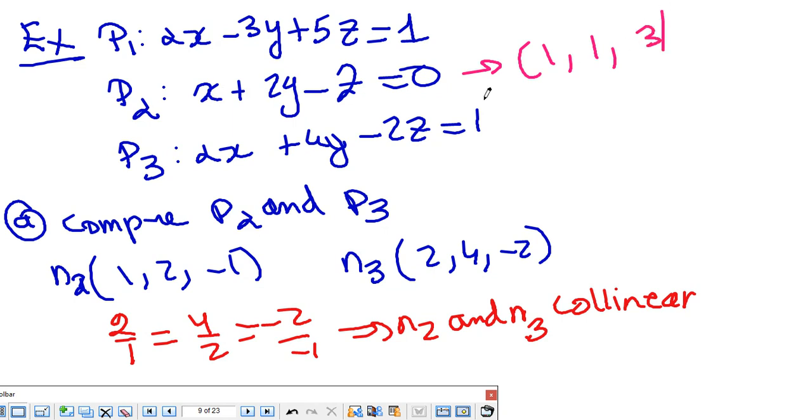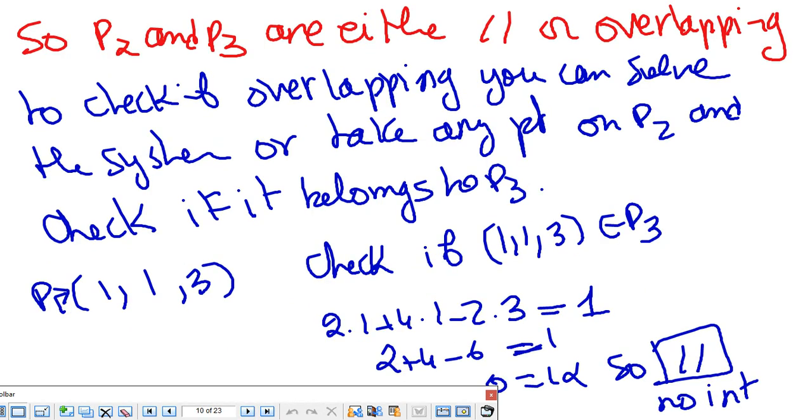So it means (1, 1, 3) is on this plane. And then I check if this point is on the other plane, because if the planes are overlapping, any point on the first plane should be on the second plane. So I took this point (1, 1, 3). So P2 and P3 are either parallel or overlapping.